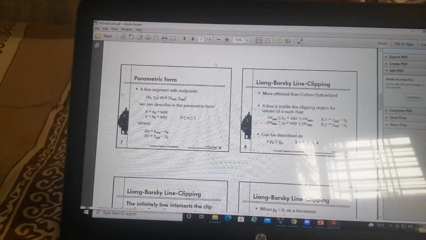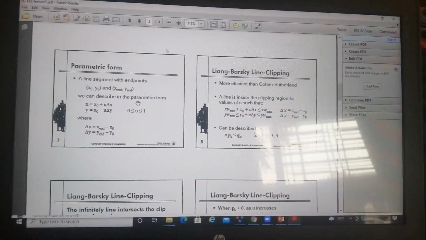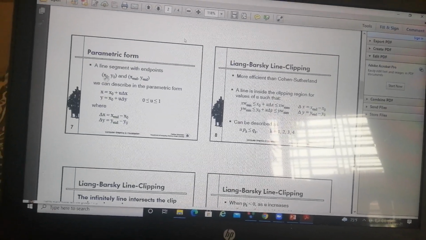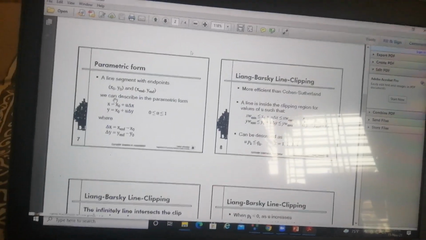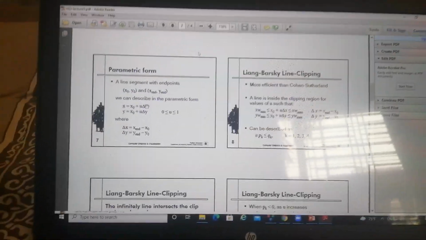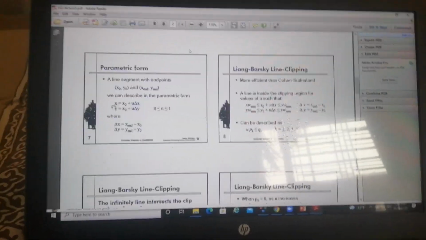So here, take a look, that's pretty good. And we will go through an example so that you can understand it properly. A line segment with endpoints x0, y0 and xn, yn. So we can describe the parametric form that way. Whenever you introduce an equation with a parametric form, that means you introduce a new variable. So we are introducing a new variable: x0 plus u delta x.